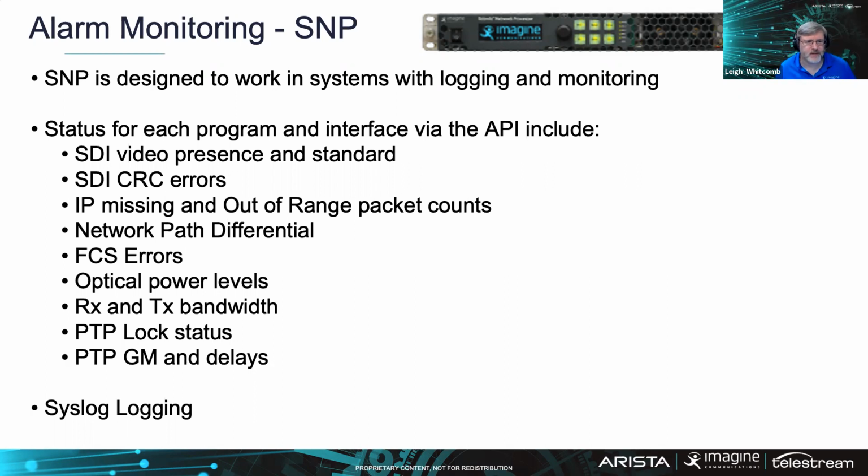There are also parameters for measuring the bandwidth, so you can detect if there are issues there. On the PTP side, there's lock status, what the GM is, and what the delays are, other ways to help troubleshoot and see whether your network and system are behaving as expected.